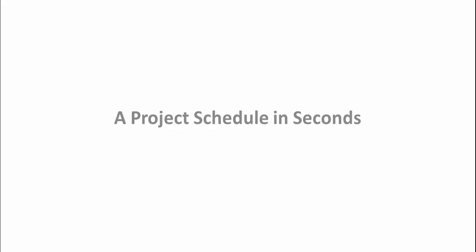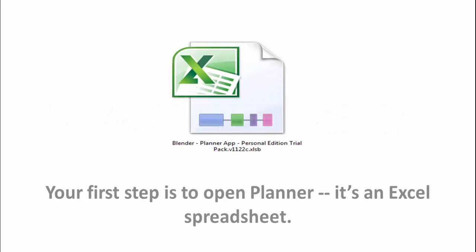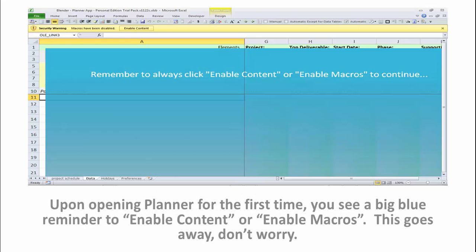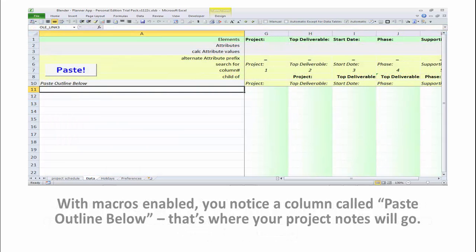Let's take a look at how we can create a project schedule in seconds using Planner. So your project notes are ready for Planner and you would like to see a project schedule in seconds. Your first step is to open Planner. It's an Excel spreadsheet. The first time you open Planner, you see the big blue reminder to always enable content or enable macros. Great, once you do that, it goes away and you see this.